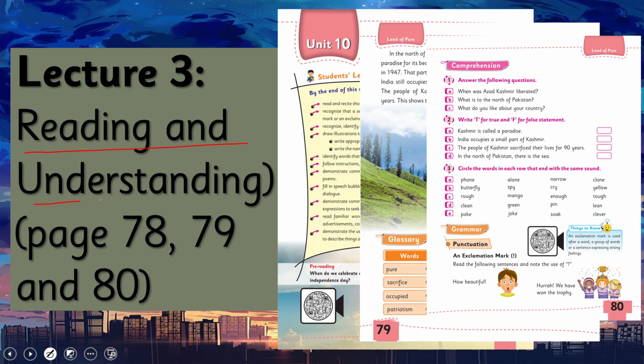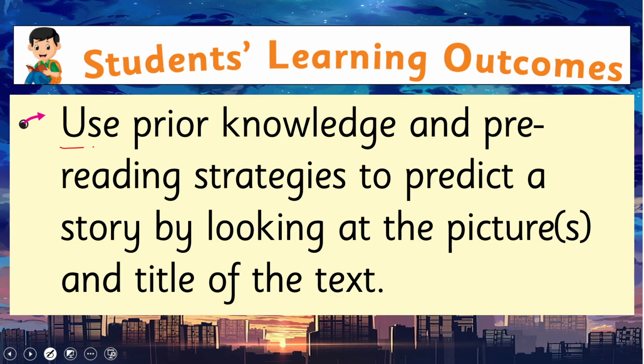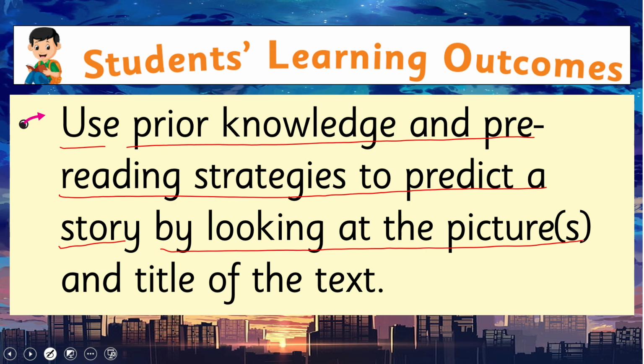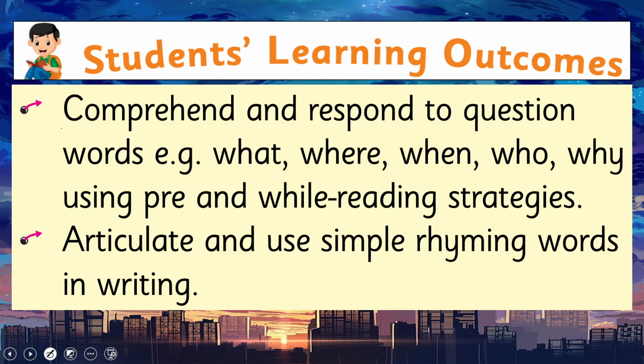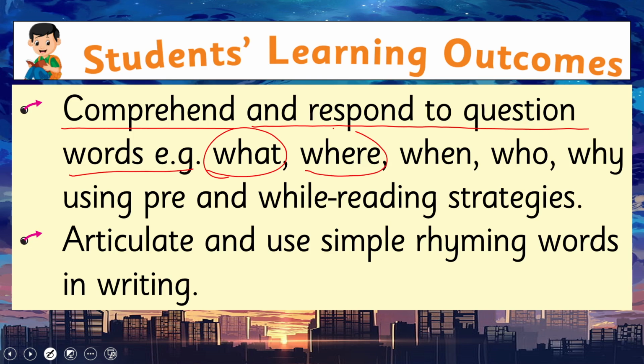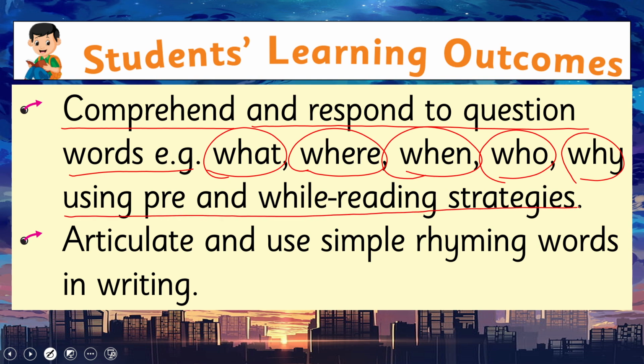Lecture 3, we'll start reading and understanding of this unit and we'll cover the SLO to use prior knowledge and pre-reading strategies to predict a story by looking at the pictures and title of the text. Lecture 4 will continue reading and understanding and we'll complete the comprehension of this unit and we'll cover the SLO to comprehend and respond to question words, for example, what, where, when, who, why, using pre and while reading strategies, articulate and use simple rhyming words in writing.